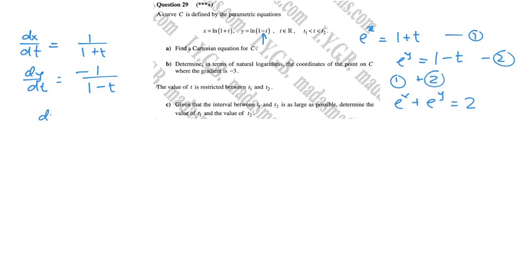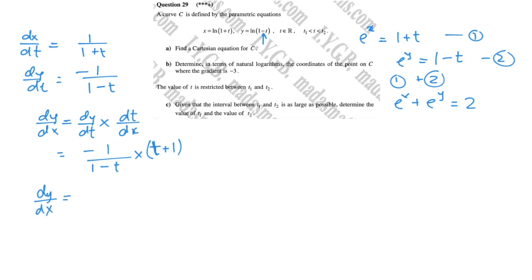So we know that dy over dx is dy over dt times dt over dx. Okay, so then basically we have to just put them together. Minus 1 over 1 minus t times, flip the first one, so it becomes t plus 1, in brackets. So now in a slightly tidier way, I can say that dy by dx is equal to minus (t plus 1) over (1 minus t).